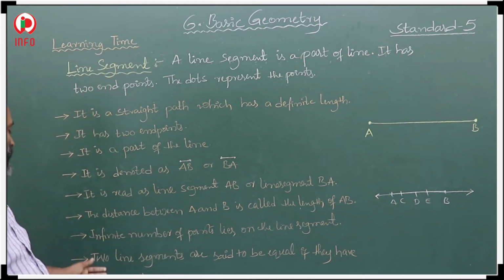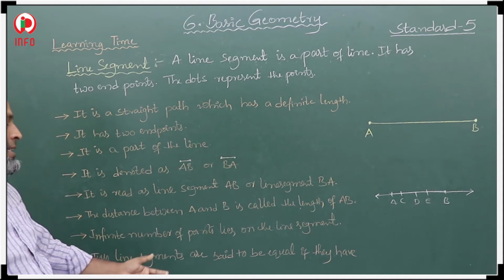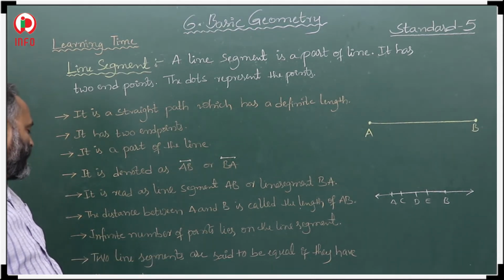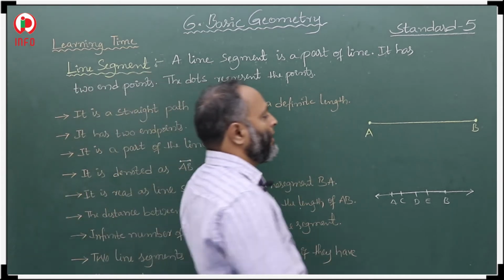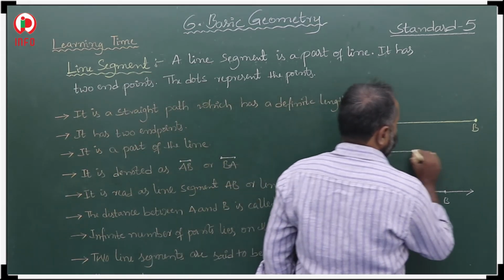Next, two line segments are said to be equal if they have the same length. Suppose line segment AB is there, and another line segment CD is there.